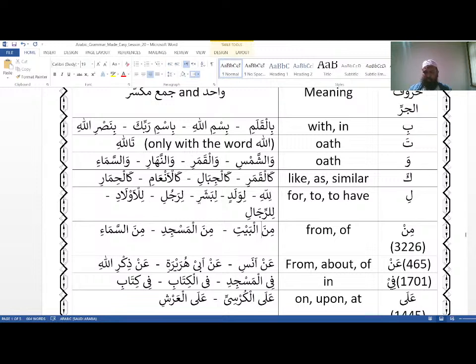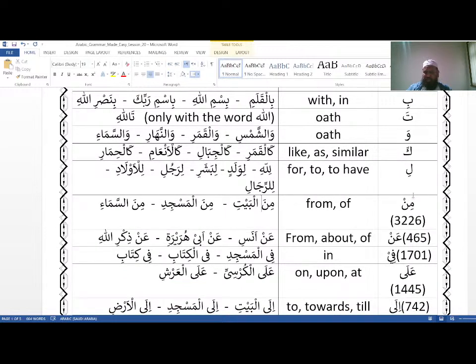Then fi, another strong or famous harful jar, in. في المسجد, in the masjid. في الكتاب, inside the book. وفي كتاب if it is indefinite نكرة. Another one, على, on, upon, at. على الكرسي, on the chair. على العرش, on the throne.